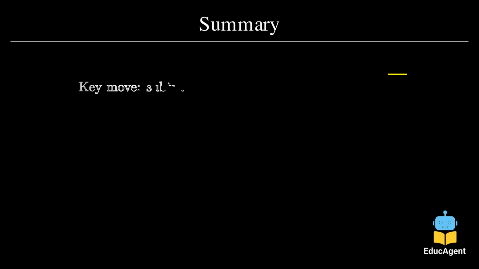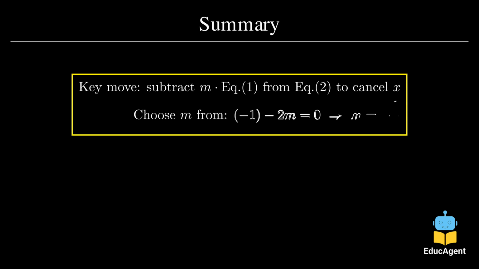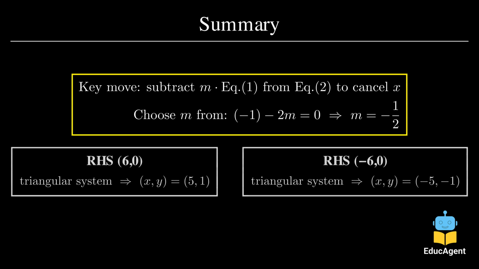The multiplier comes purely from matching the x coefficients, so subtraction makes the x term vanish. Same left-hand side means the same elimination multiplier, but changing the right-hand side changes the final numbers in the solution. Watch the next video to learn more.